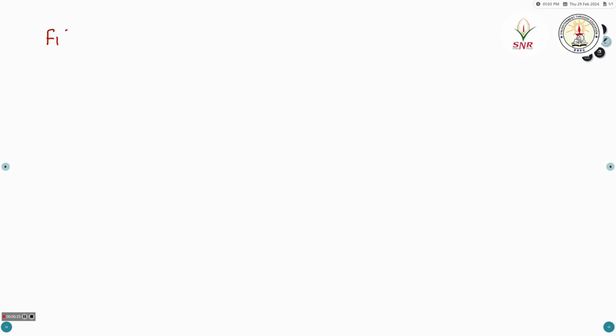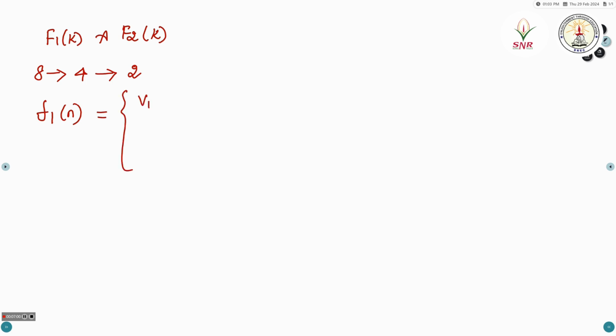Similarly, we have to divide this F1(k) and F2(k) into further decimation. So if it is N-point, we have divided this N-point into two 4-points. Again these two 4-points should be divided into 2-points. So I am considering again my f1(n). Now my f1(n) is equal to dividing into two components.